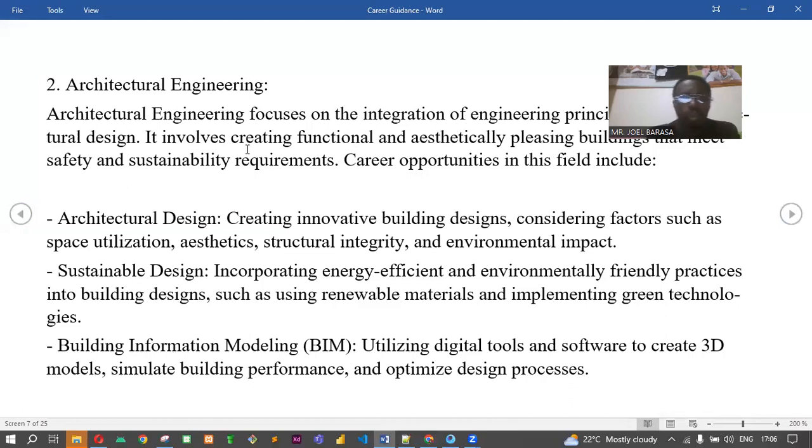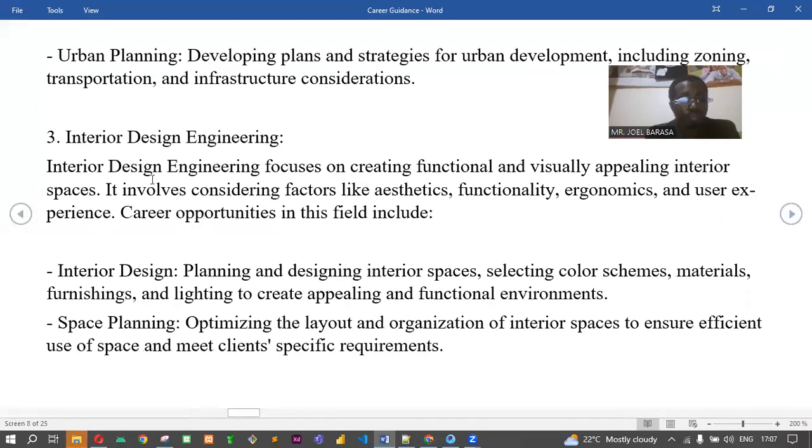Sustainable designs means incorporating energy efficiency and environmentally friendly practices into building designs. Building information modeling means utilizing digital tools and software to create 3D models and simulate building performance. Here, you are able to use ArchiCAD, AutoCAD, and so on, plus interior design and architectural design software. Those are the ones you'll be able to use. You can also design things like bottles and so on. All those are architectural engineers.